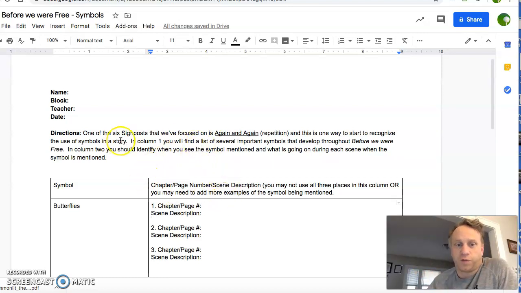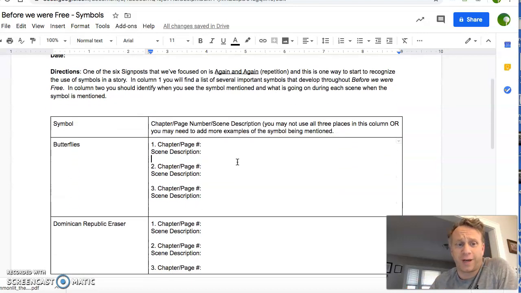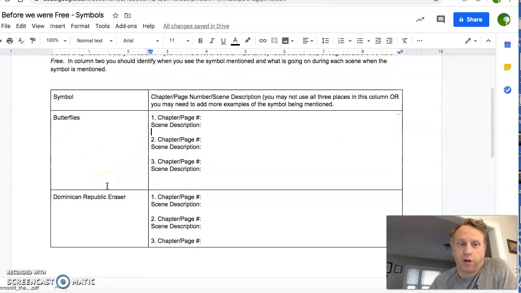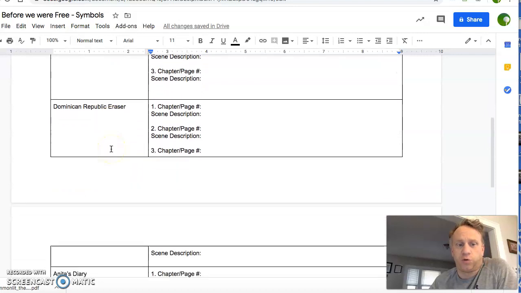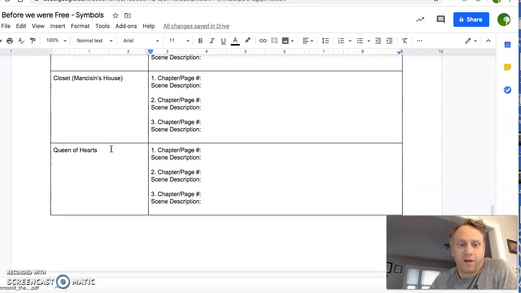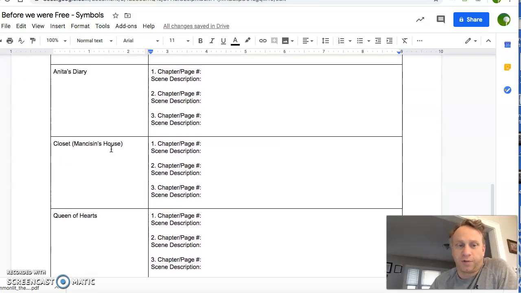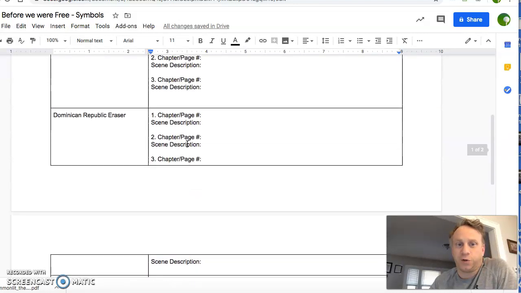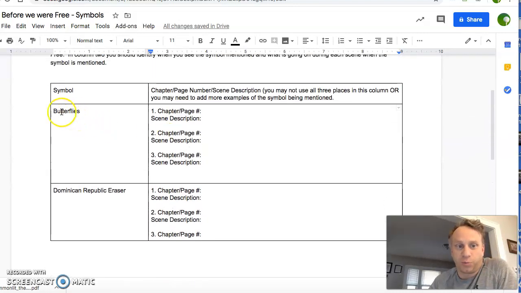For this first document here, the signpost is the again and again, which is repetition, which is really helpful in finding symbols. So what I did was create this chart about five major symbols that exist throughout the book. What I'm asking you to do is when you see the symbol, butterflies, note the chapter and page number, and then what's happening in that scene. Quick notes, they don't have to be full sentences.